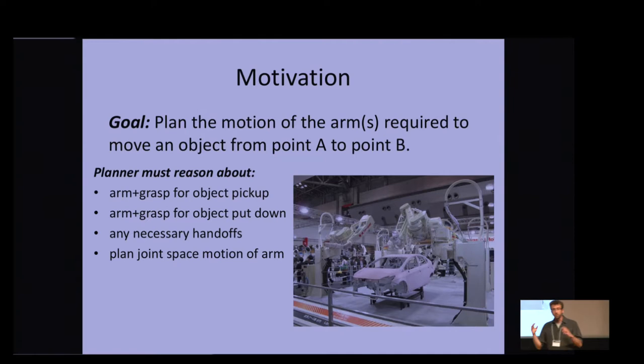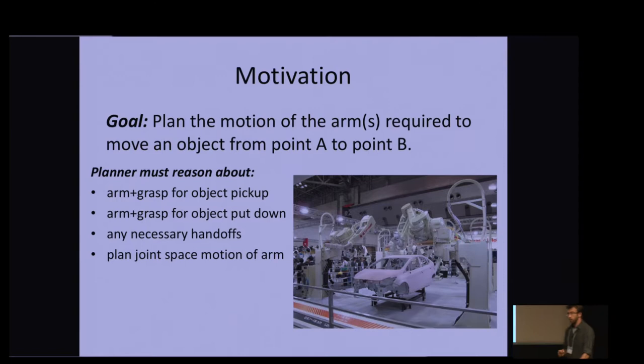And in most of these cases, you have arms that actually share workspaces with each other. So if you just gave these arms the ability to hand off an object between each other, now the workspace of a single arm becomes that of the entire set of arms. And also, your arm can now re-grasp an object with a handoff instead of a slow put down and pick up. So the goal here is to come up with a motion planner capable of planning the motion for the arm or arms required to move an object from point A to point B.